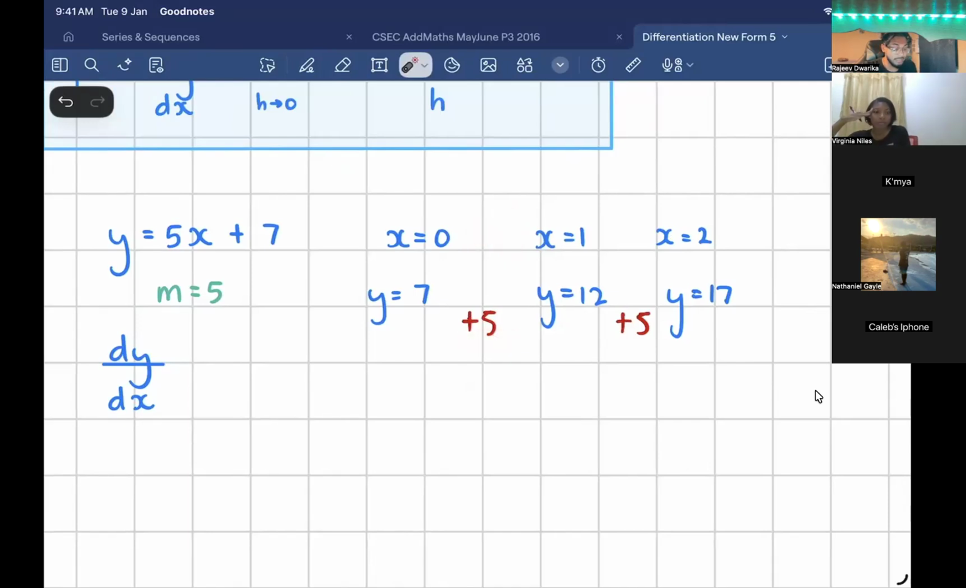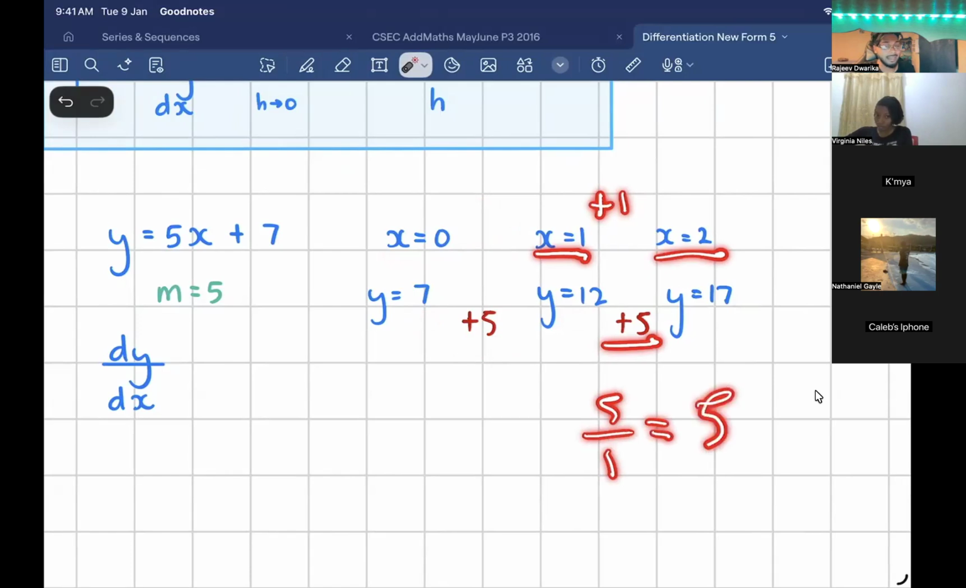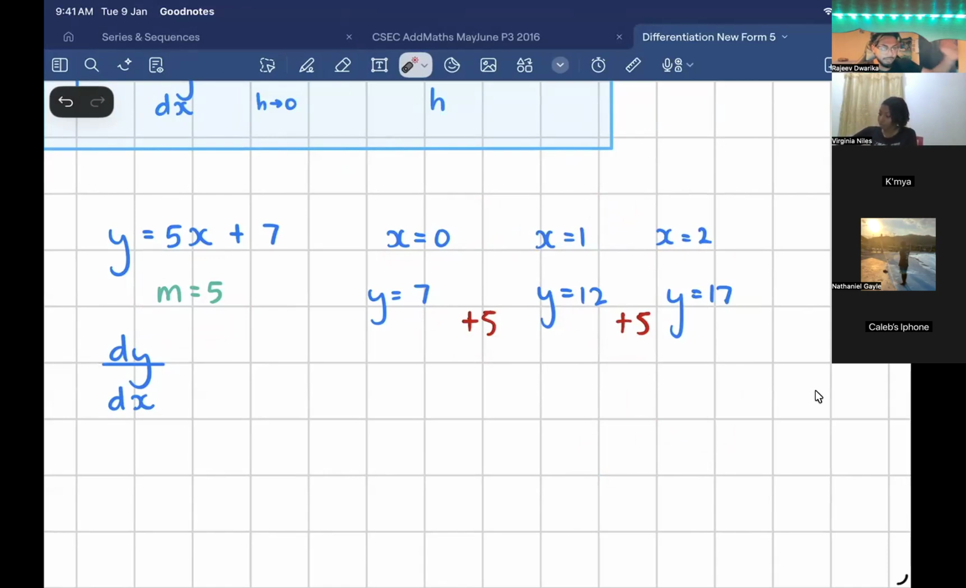Look at it again. I went from 0 to 1, so I changed the x value by 1, but my y value changed by 5. Watch again. I start from x equal to 1 and go to x equal to 2. I changed my x value by 1, but my y value changed by 5. So 5 over 1 is 5, and that is why the gradient is 5, because the rate at which y is changing with respect to x is 5. If you plug in an input, it's going to increase by 5. So that is why dy/dx is 5.